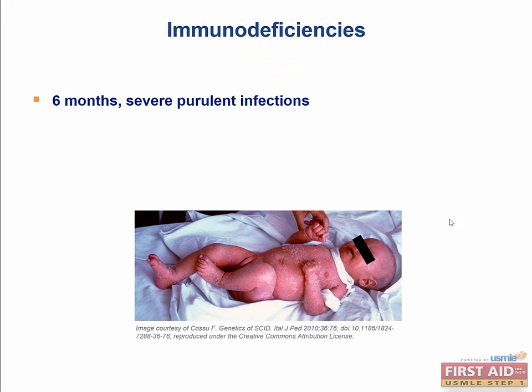Next case. We have a 6-month-old infant with severe purulent infections. He has a massive increase in IgM, but a decrease in every other type of immunoglobulin.